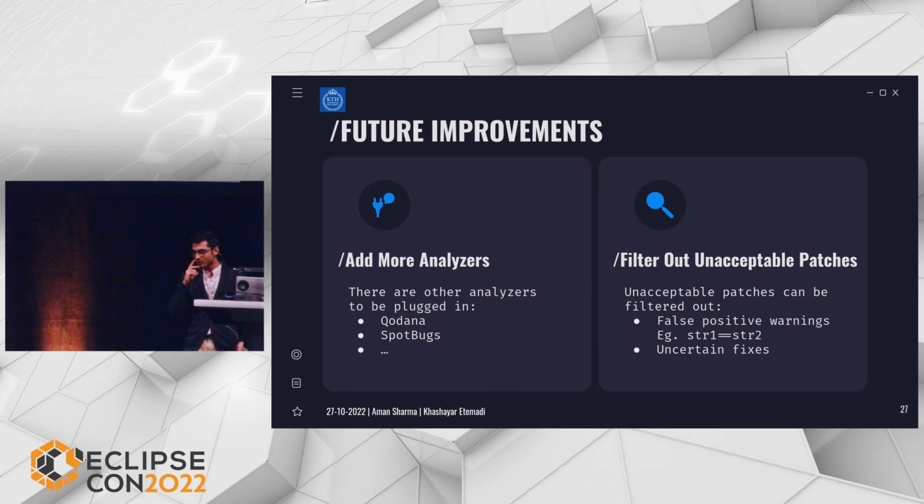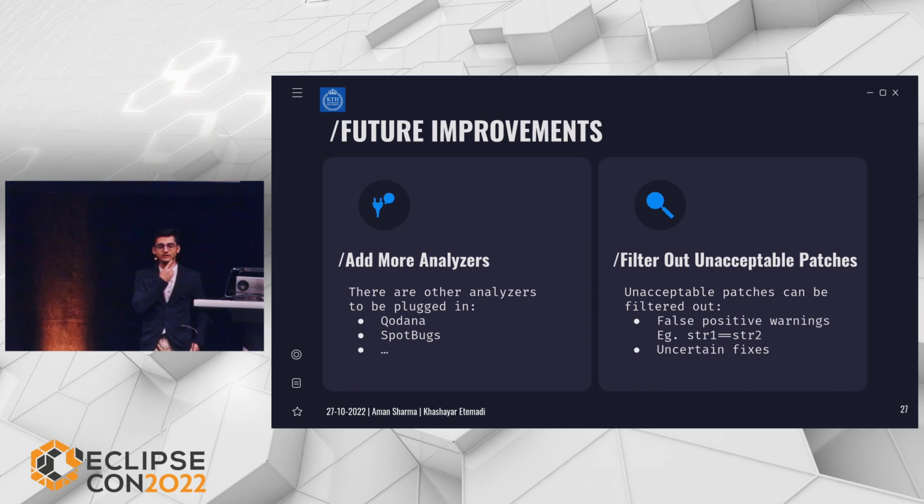So like any other project, there is always scope for improvement. The first one is to add more analyzers. Right now, we only use SonarQube. But there are more static analyzers, like one I mentioned, Qodana by JetBrains. Sorald is flexible enough to have more static analyzers integrated into it, and then we can implement repairs for them. The other static analyzer is SpotBugs, and the list just goes on.